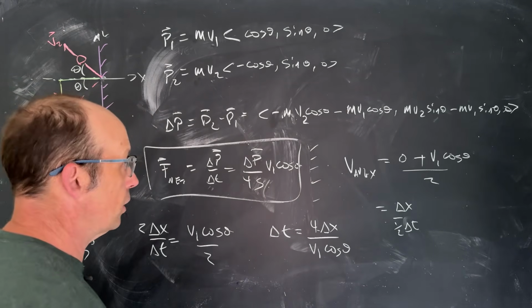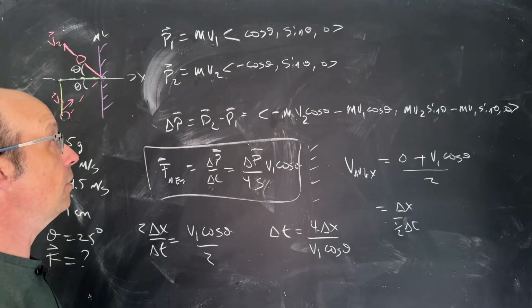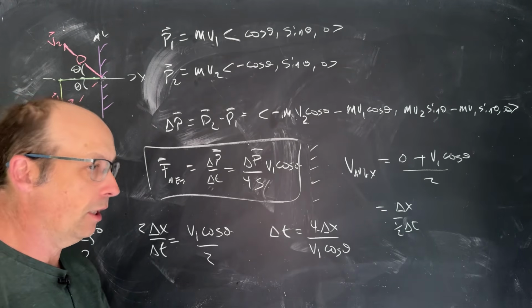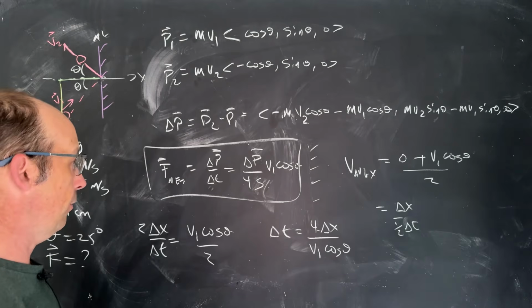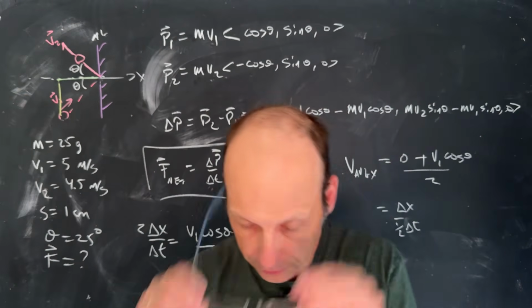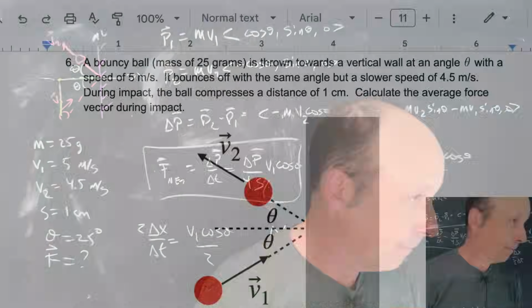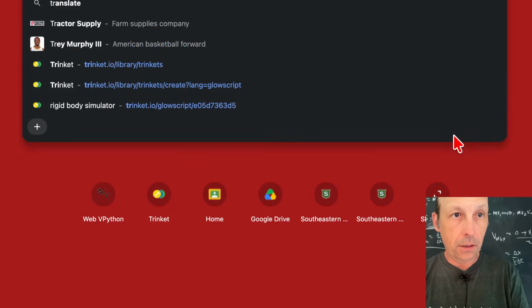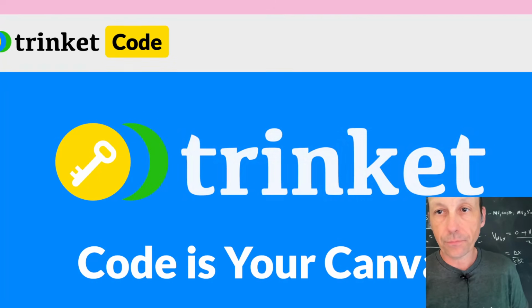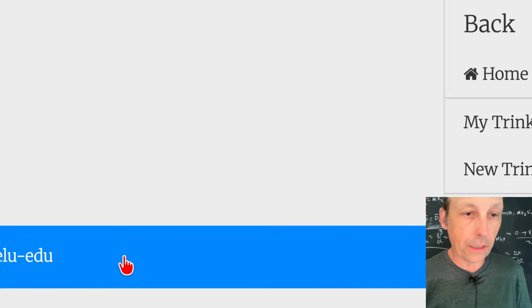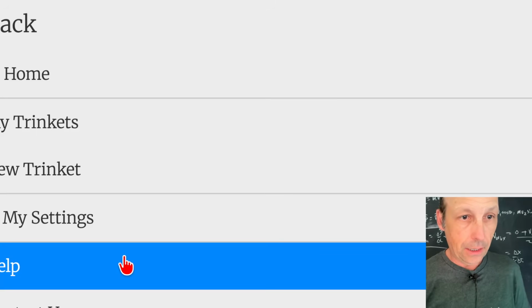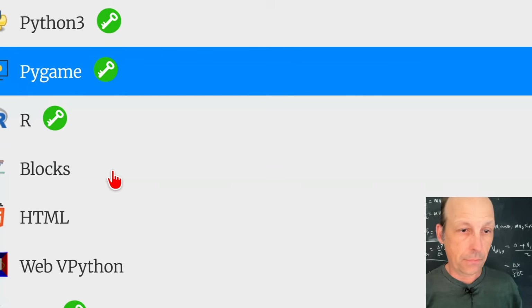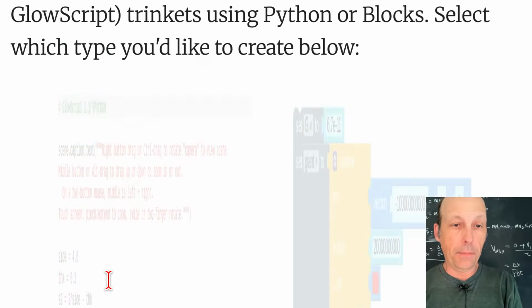Okay, so now we have a bunch of stuff to put together. Let's just go ahead and do this in Python to do our calculation, because Python's pretty good with vectors. Let's put in all of our stuff in Python, and just use it as our calculator. I'm going to open a new tab. Trinket will go away, yes, I know, but I'm using it until it does. New Trinket, Web VPython.